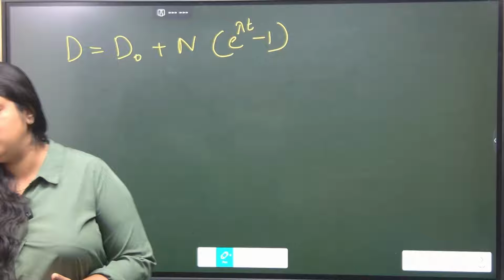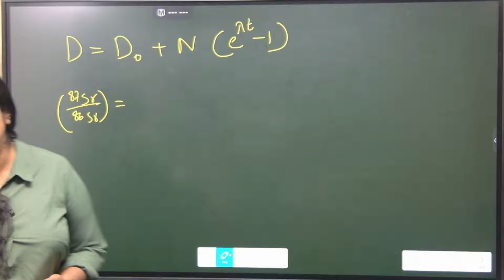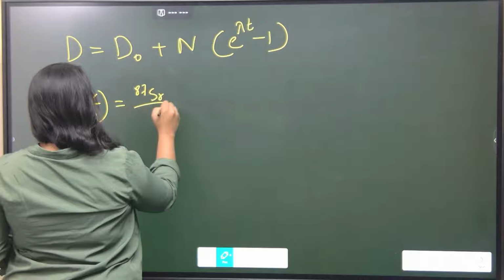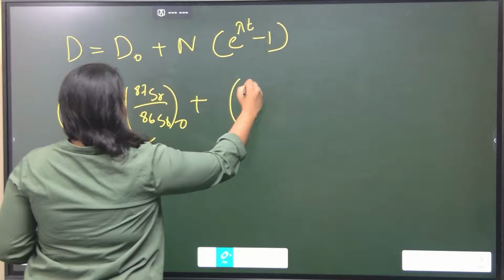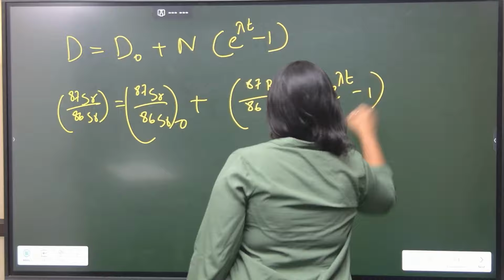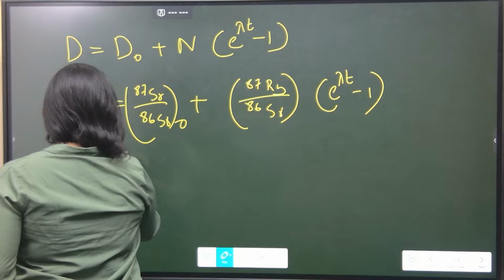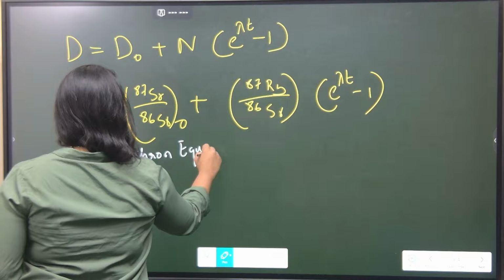If I follow this equation, the 87 strontium by 86 strontium ratio is equal to the initial 87 strontium by 86 strontium ratio plus 87 rubidium divided by 86 strontium at time t, times e raised to lambda t minus 1. This is the dating equation, called the isochron equation of the rubidium strontium system.